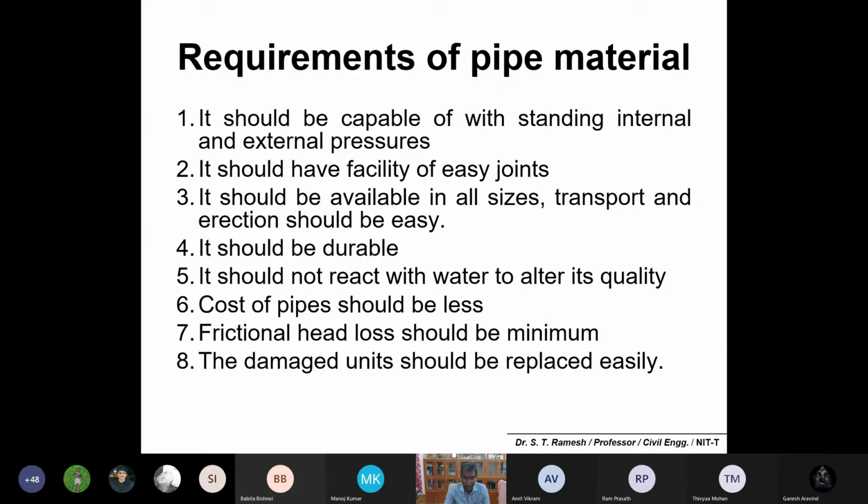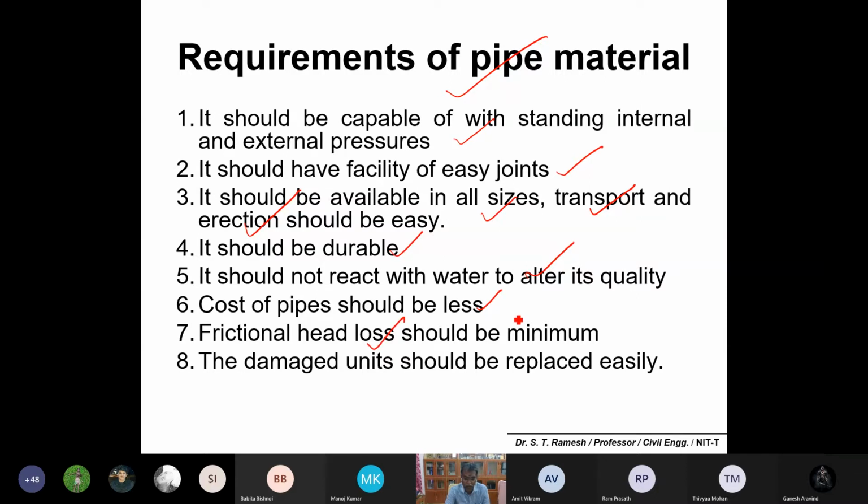These 7 or 8 points are the important requirements of any pipe material. Number one, it should be capable of withstanding internal and external pressure, with facility of easy joints. It should be available in all sizes, easy to transport and easy to erect, durable, and it should not react with water or alter the water quality. Cost of pipe should be very less.